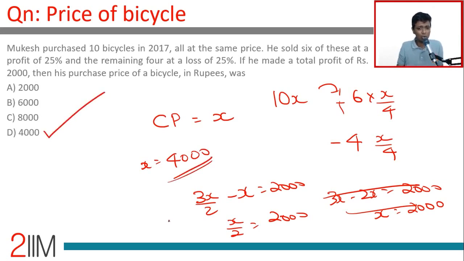Very simple. Assume cost price to be x. On 6 he makes a profit of x by 4. On 4 he makes a loss of x by 4. Effectively, profit of x by 4 on 2 vehicles remains, which effectively is x by 2. X by 2 is 2000. X is 4000.